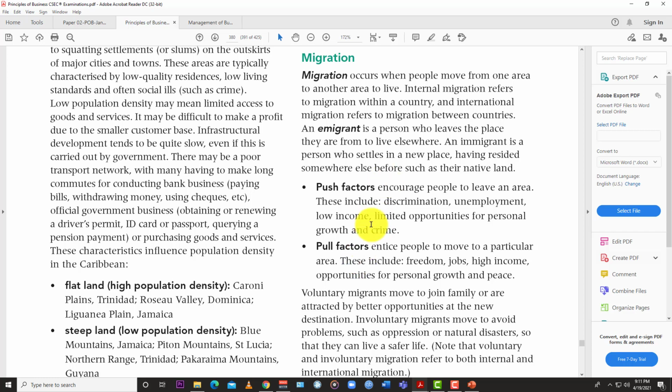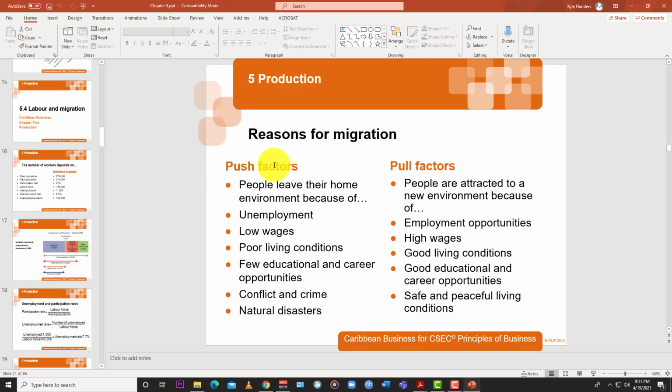Then you have the pull factors, which entice people to move to a particular area. These include freedom, jobs, high income, opportunities for personal growth, and peace. So almost the opposite of the push factors. And so those are factors that would cause the supply of labor to go up in the area that persons are migrating to. So you have the push factors and the pull factors, and you have examples here again.